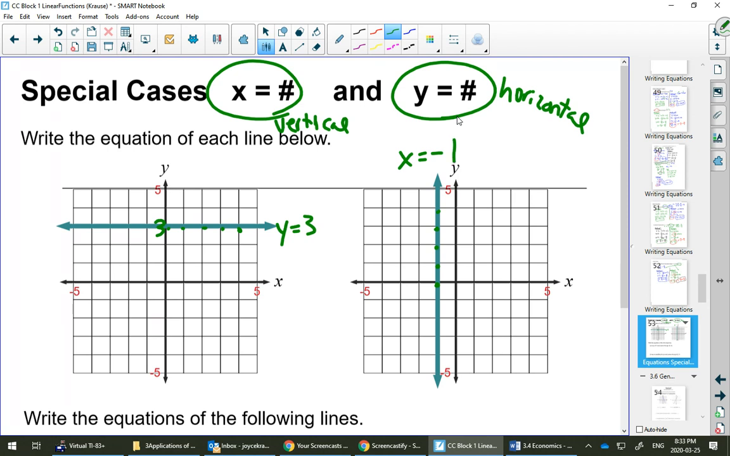Now, when it's an x equals or a vertical line question, we couldn't really use our slope formula to figure this out because our slope is undefined. But when it's a horizontal line, if you had completely forgotten that it was y equals, you could use your slope formula, you could use 2 points on there, and you would still come out to y equals 3.